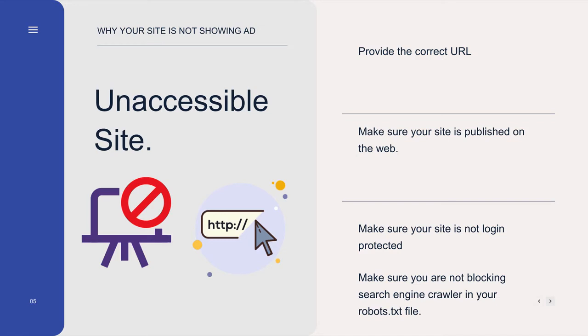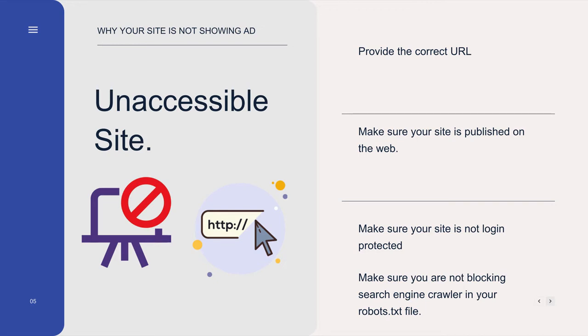I'm repeating it again. Also, one of the reasons that makes your site inaccessible by the crawler is if your site is password protected. If you have a site that is password protected, the crawler or the bot, the Google bot, can't crawl your site, and if they can't access it, then your site won't be approved for the AdSense monetization program. Also, if your site is not accessible, then your site can't show ads.